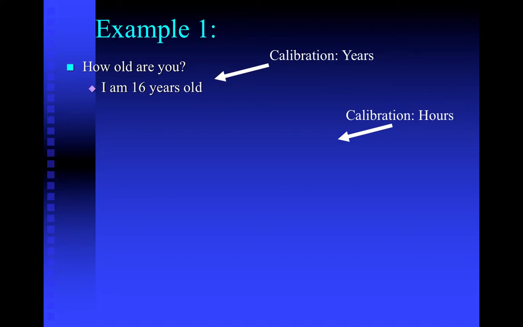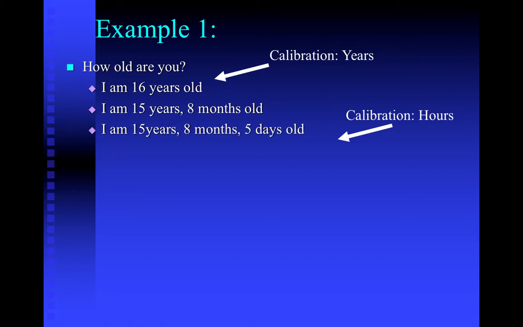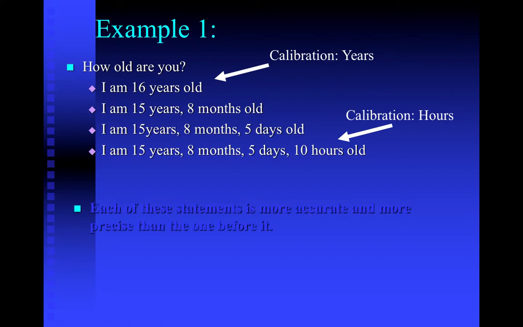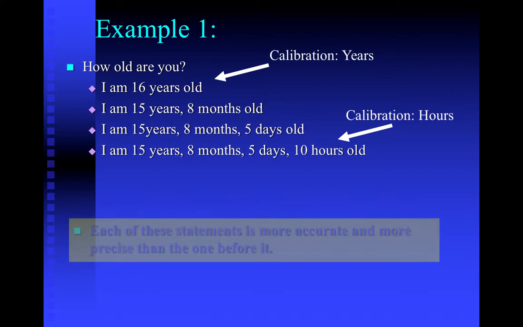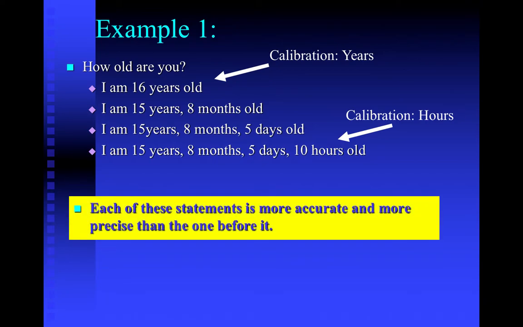Let's say that we ask someone how old they are, and they report it being 16 years old. And yet, if we start paying attention to how old they are in terms of months, they're 15 years, 8 months. In terms of days, 15 years, 8 months, 5 days. And in terms of hours, they're 15 years, 8 months, 5 days, and 10 hours. So based on that, each of the statements in this list becomes more precise than the one before it and more accurate than the one before it.